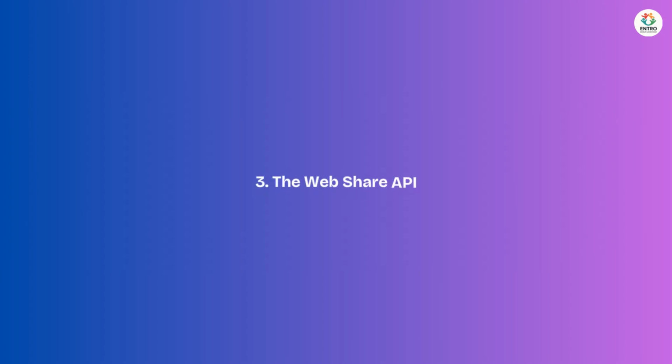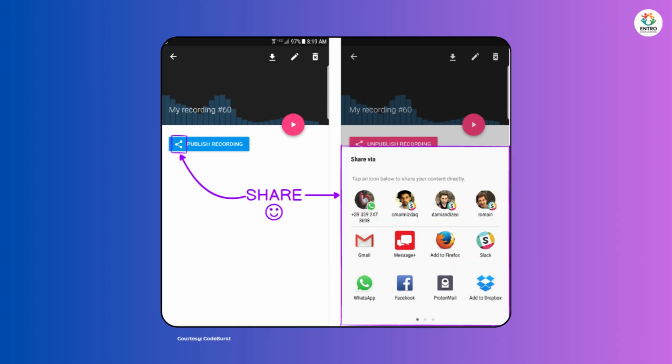Moving on to something that drastically improves mobile user experience, the Web Share API. Instead of building your own clunky share buttons that open new tabs, this API lets you leverage the native sharing capabilities of the user's device. With a single line of code, you can trigger the device's native share sheet, allowing users to share content via their preferred apps like WhatsApp, email, social media, or even save to notes.